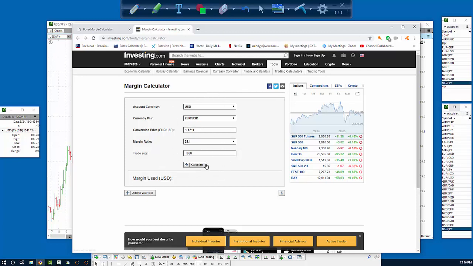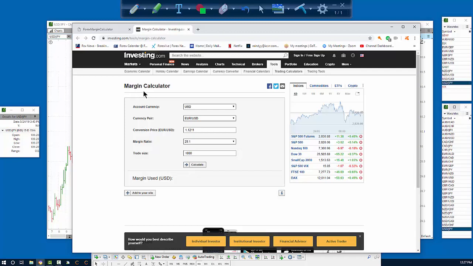Okay, because this margin calculator is really important, because as you know, every time you make a trade, you have to put up a deposit, right, to be in that trade. And if you don't know how much the deposit's going to be, then you might be making a trade that's way too big for your account, right?